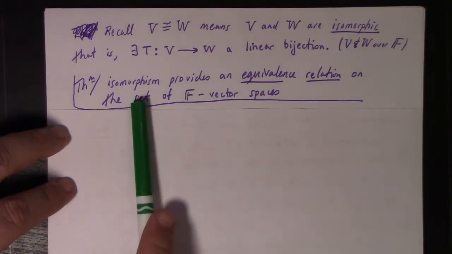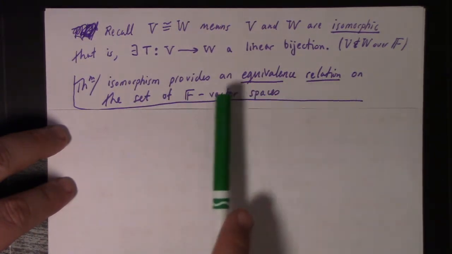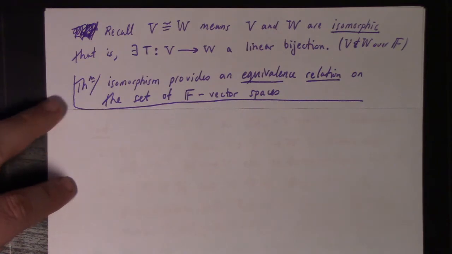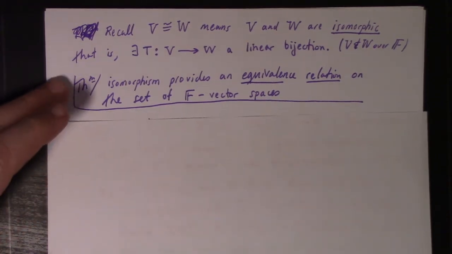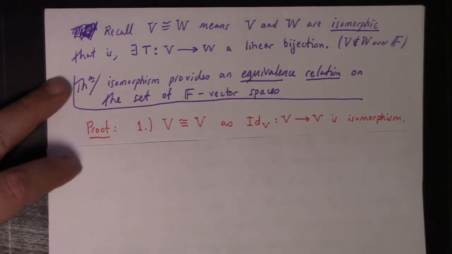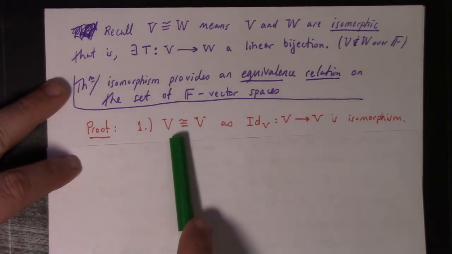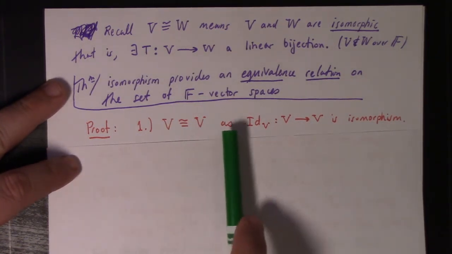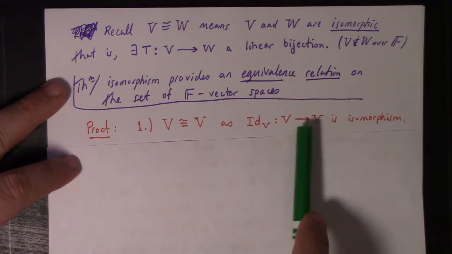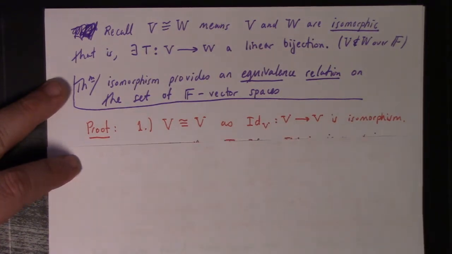And here's a theorem. Isomorphism provides an equivalence relation on the set of F vector spaces. And here's how the proof of that goes. First of all, you have the reflexive property. V is isomorphic to V because you can look at the identity transformation. That's an isomorphism from V to V.